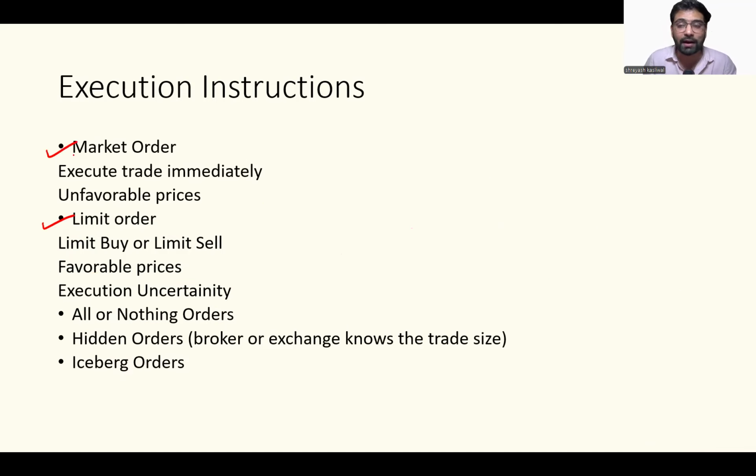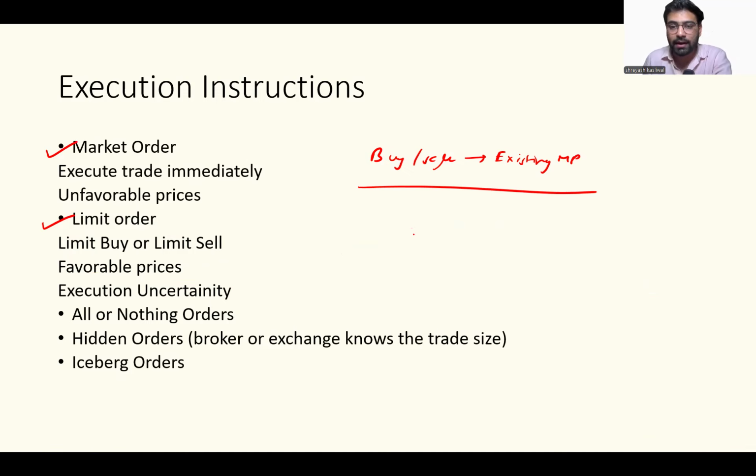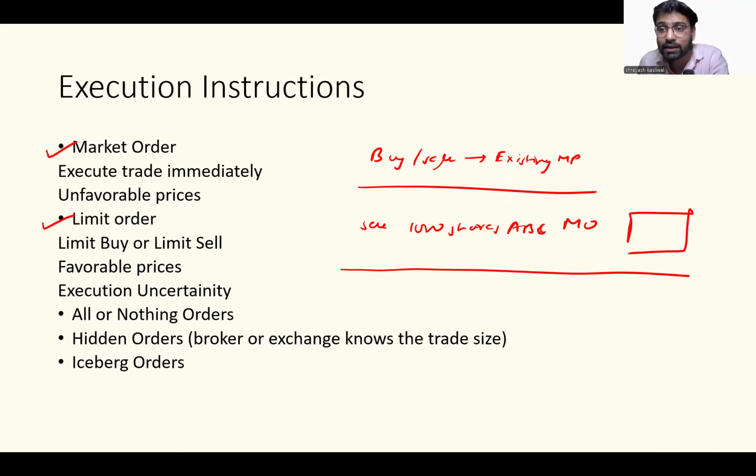Sir, what do you mean by market order? Sir, a market order is whenever I place a buy order or a sell order at whatever the existing market price is. Let's say I place a sell order for 1,000 shares of the stock ABC in the market, and this order is a market order. That means whatever is the existing price of that stock, my 1,000 shares will be sold at that existing price.